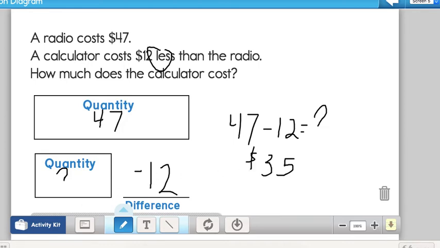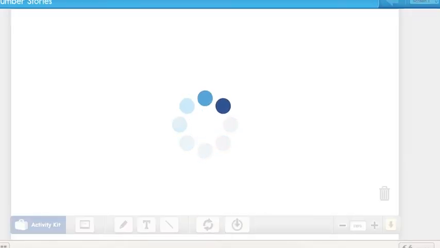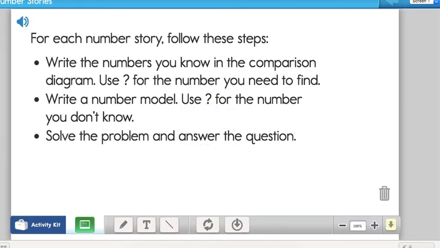So today, you're going to be doing some work with comparison problems. Here are some rules to think about. When you get to a problem, you want to write the numbers you know into the comparison diagram. You want to put a question mark for the number you're trying to find. Remember, that question mark, the number you're trying to find, is your answer. Write a number model and then solve the problem.